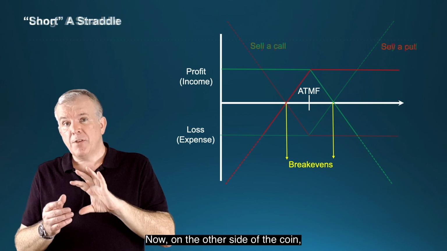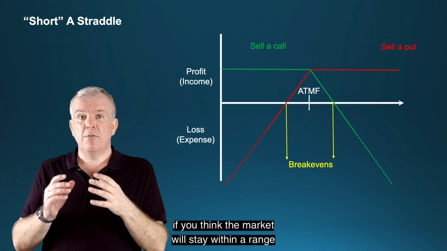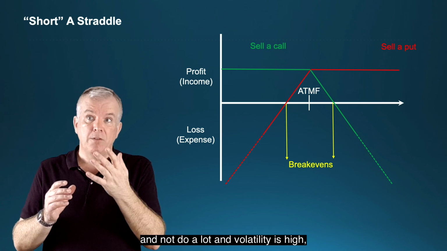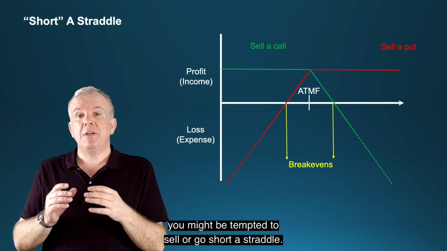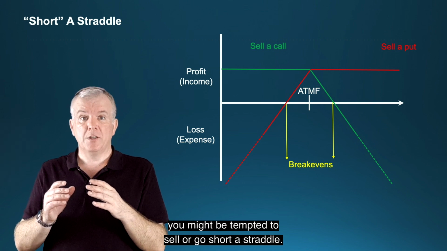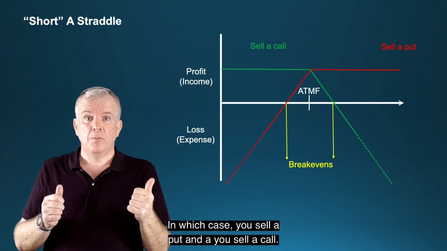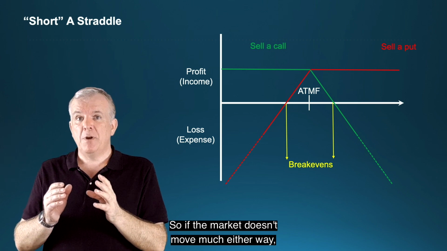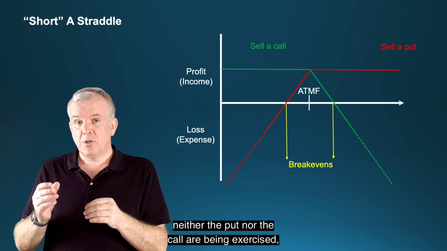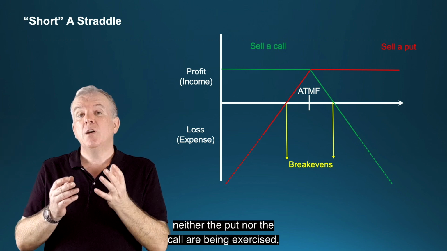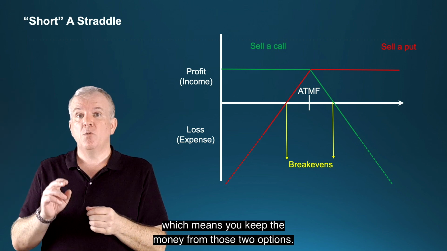Now on the other side of the coin, if you think the market will stay within a range and not do a lot, and volatility is high, you might be tempted to sell or go short a straddle, in which case you sell a put and you sell a call. So if the market doesn't move much either way, neither the put nor the call are being exercised, which means you keep the money from those two options.